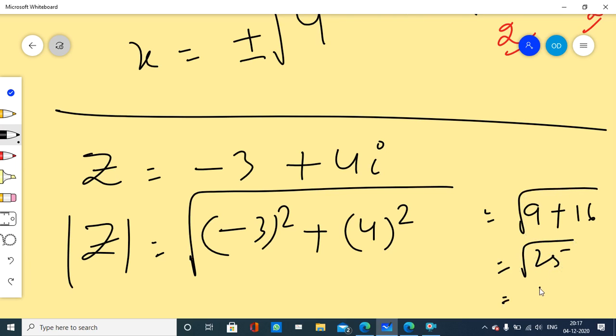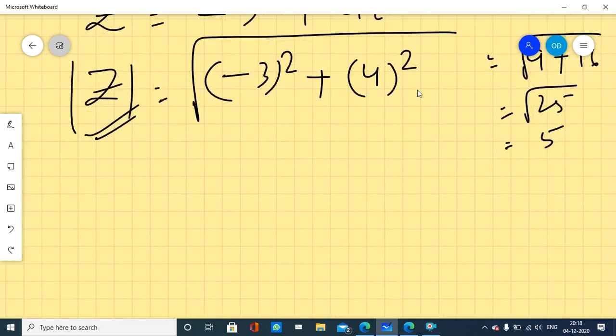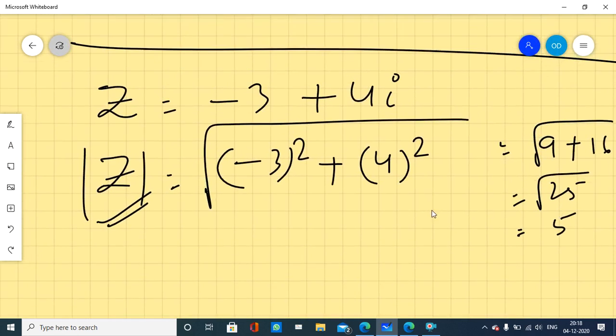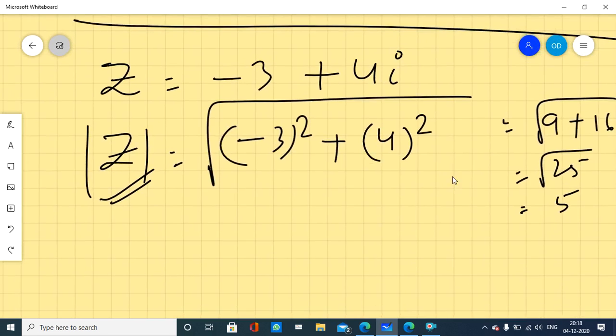And like I told you, the answer is what? 5. Do not write plus or minus 5 or anything. Let me tell you, this symbol only gives us the non-negative square root, 5. And also you know that the modulus of a complex number gives us what? A non-negative real number. It cannot be negative. You get it? Yes, sir. Okay.